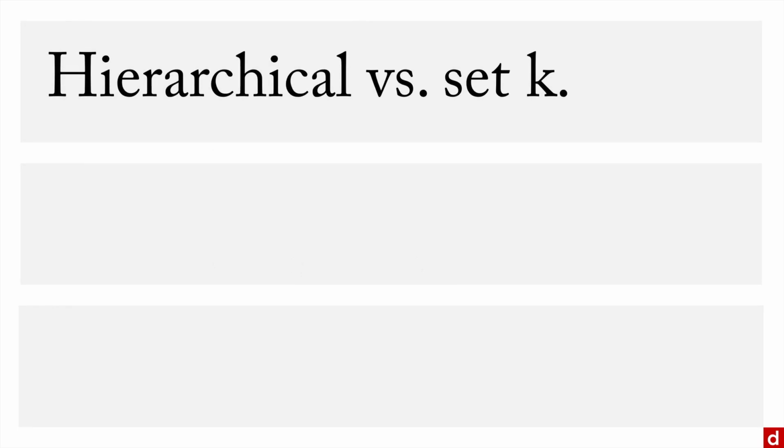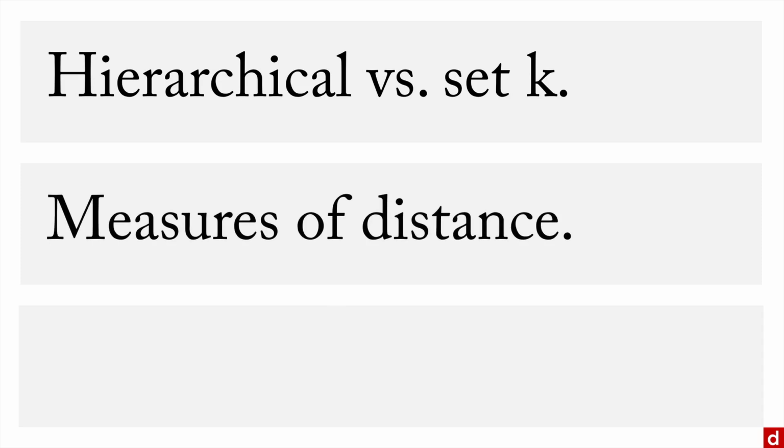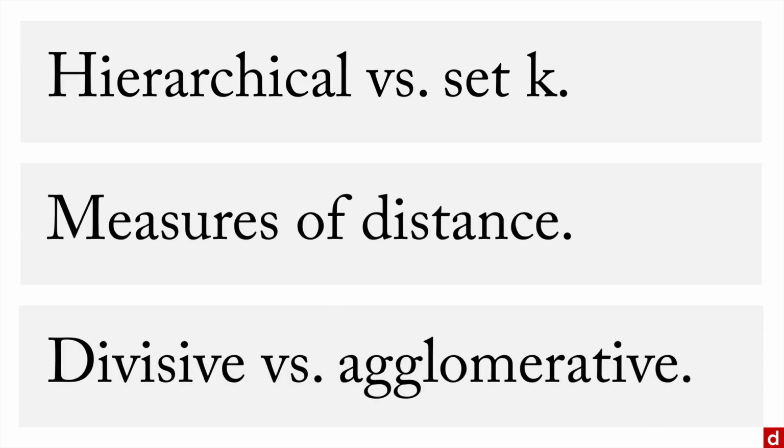You can do, for instance, what's called a hierarchical approach, which is what we're going to do. Or you can do it where you're trying to get a set number of groups, that's called K, the number of groups. You also have many choices for measures of distance. And you also have a choice between what's called divisive clustering, where you start with everything in one group and then you split them apart, or agglomerative, which is where they all start separately and you selectively put them together.